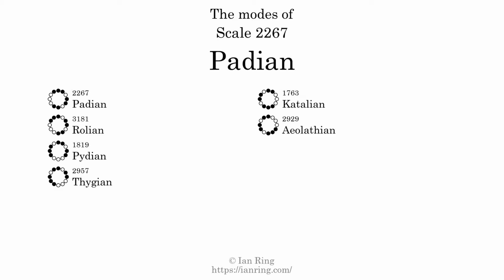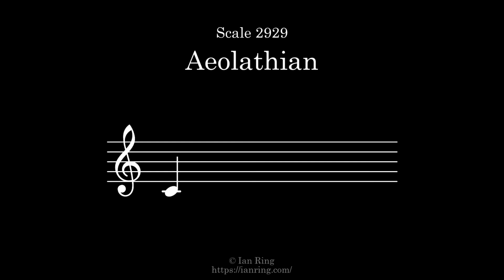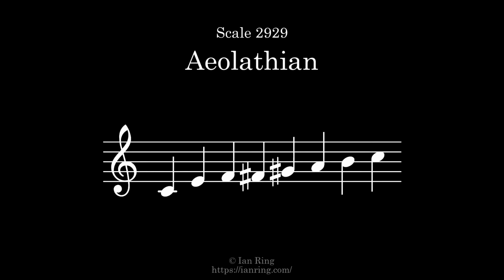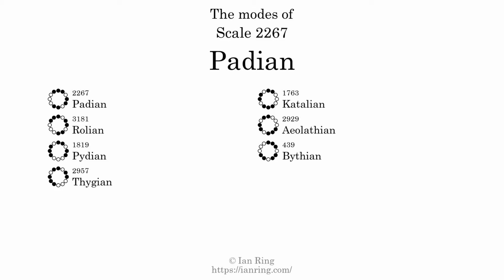The sixth mode is scale 2929, also known as Elathian. It sounds like this. The seventh and last mode is scale 439, also known as Bythian. It sounds like this.